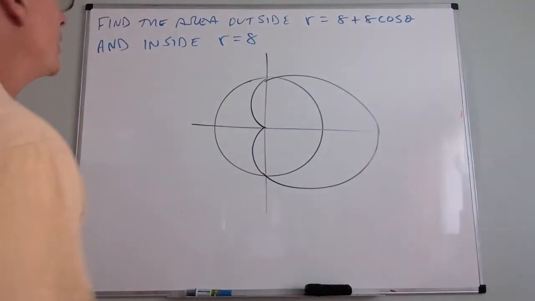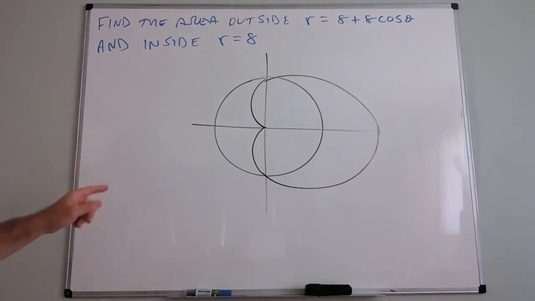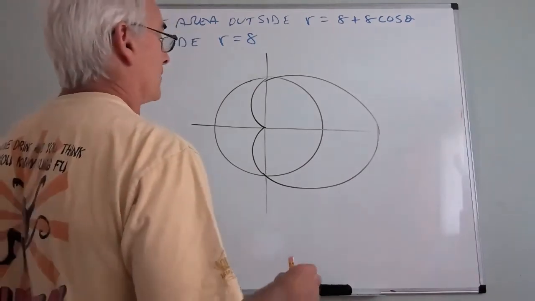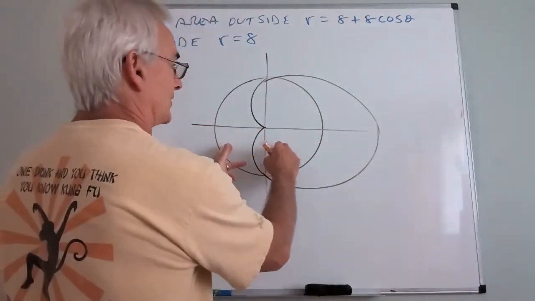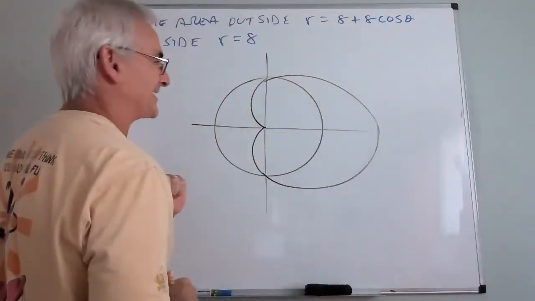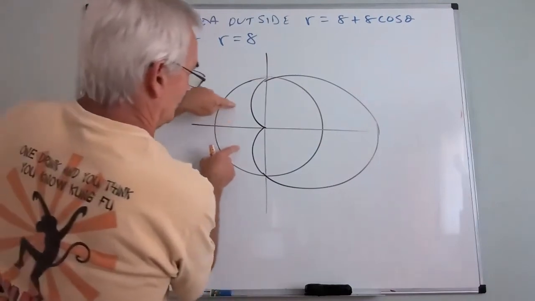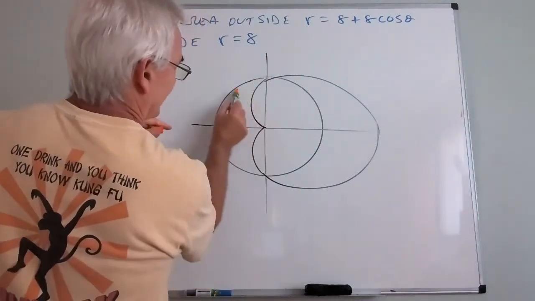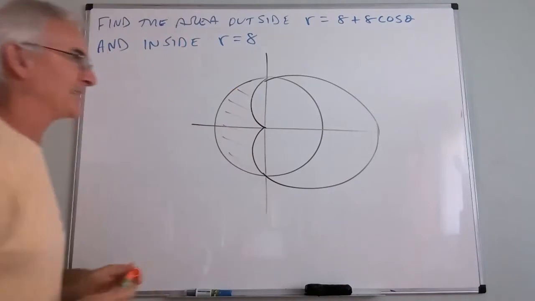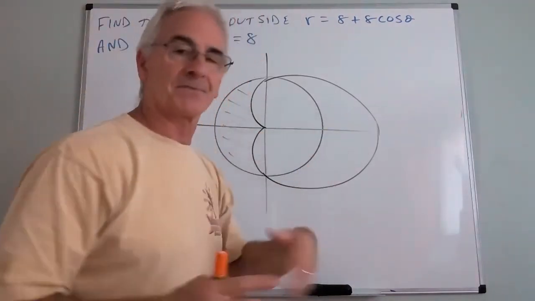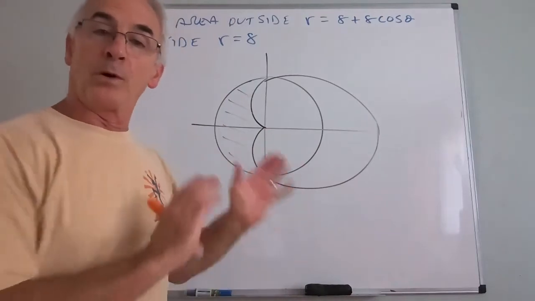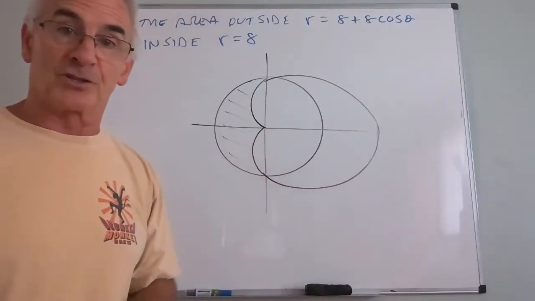Now, there's several ways I could have asked this. I could have said between the two, which would be here. I could have said outside the circle, inside the cardioid, that'd be here. I said outside the cardioid, inside the circle, so that's here. Does everybody see that? So that's what I'm asking for. But I could have asked for this region. I could have asked for this region. Just a couple word changes. But the important thing is that I know what the picture looks like essentially.